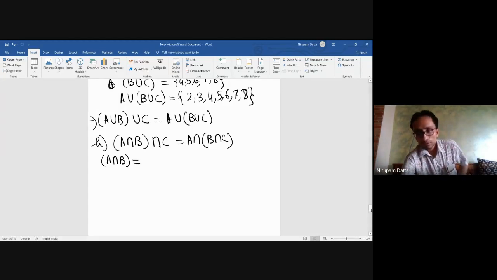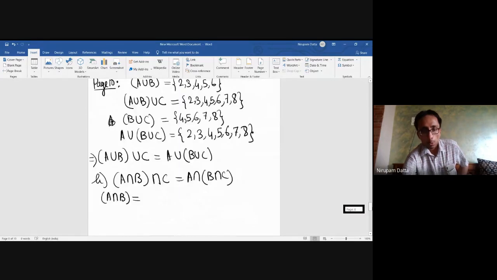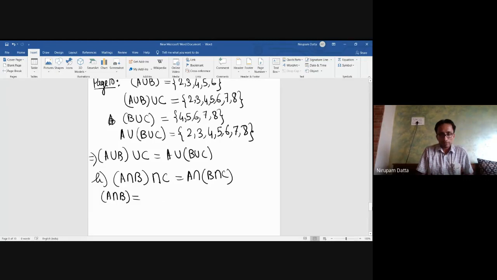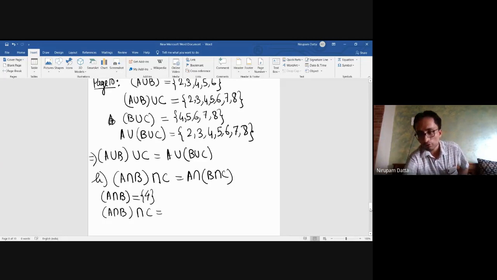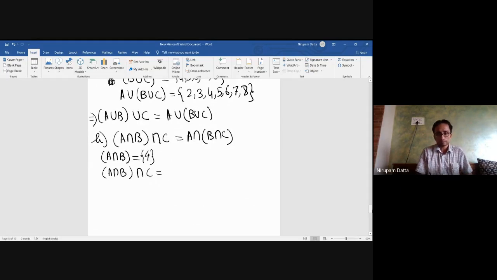A intersection B: 2, 3, 4 and 4, 5, 6. So we have got 4 as the common element. Next, what do we do? A intersection B intersection C. A intersection B, we already have 4. What do we have in C? 4, 7, 8. That means it is 4.